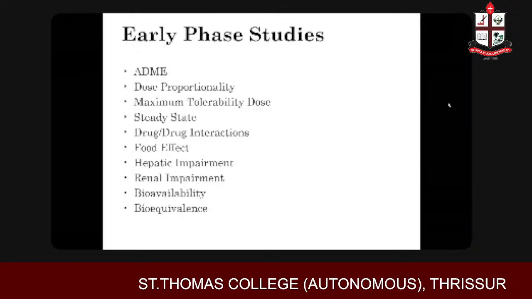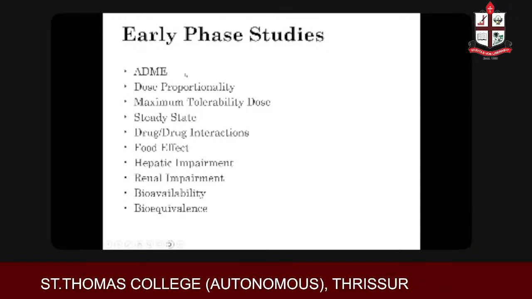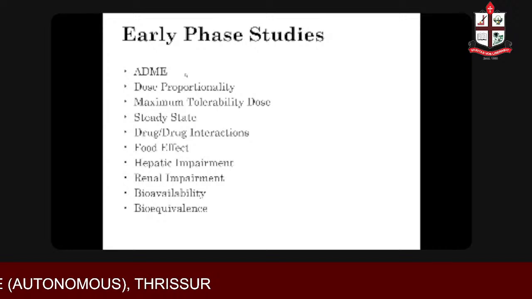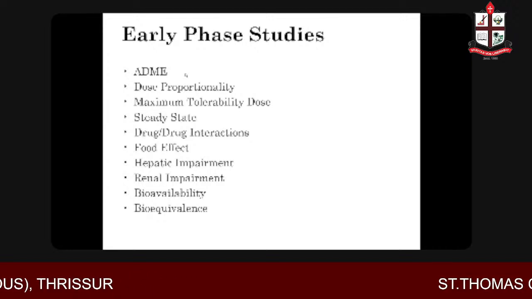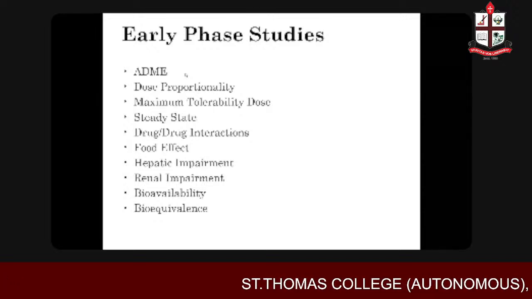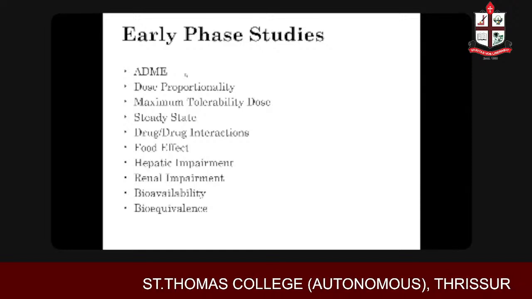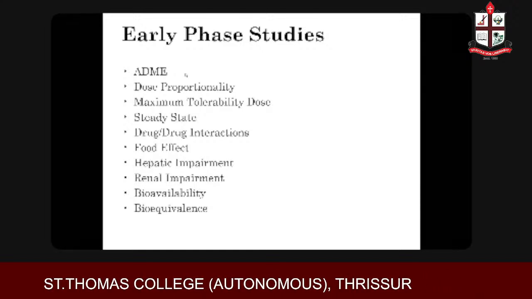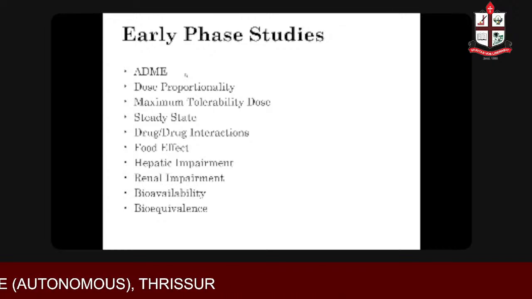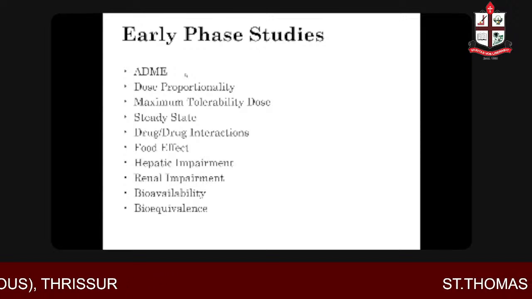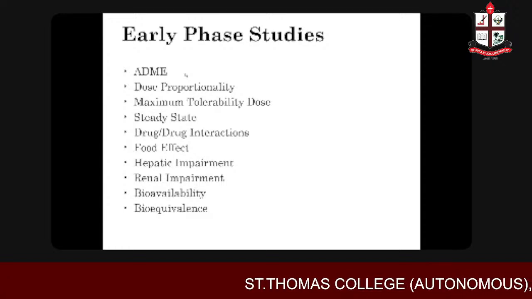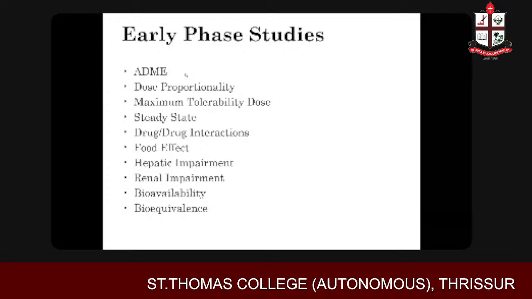And see, some of the studies I have given here. See ADME. Initially, whenever there is a drug, we should understand how it is absorbed by the body, how it is distributed in the body, how it is metabolized, how it is excreted. So we have to understand. Here we call it first order kinetics. Maybe you can search for this term because I may not have much time. Zero order kinetics. So that is like, see how it is excreted, right?